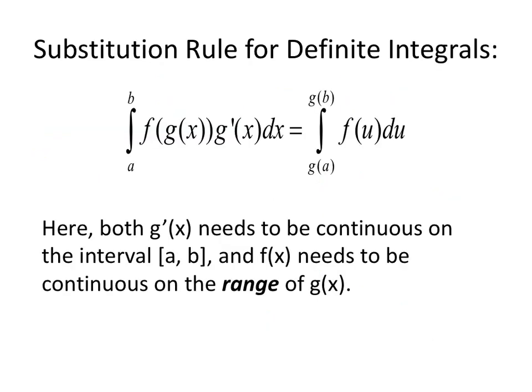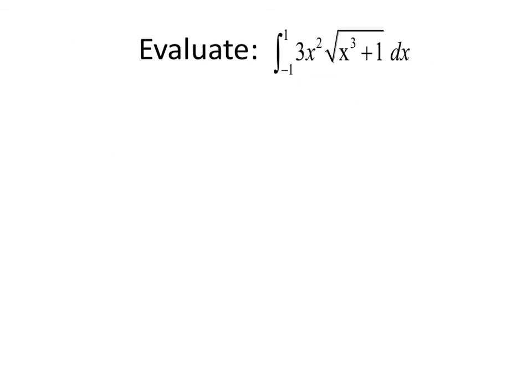Now when we're working with a definite integral, where we have bounds for integration a and b, we can still use our substitution method. We just have to remember to change these bounds according to our u substitution. So here we want to evaluate from -1 to 1 the integral of 3x squared times the square root of x to the 3rd plus 1 dx.